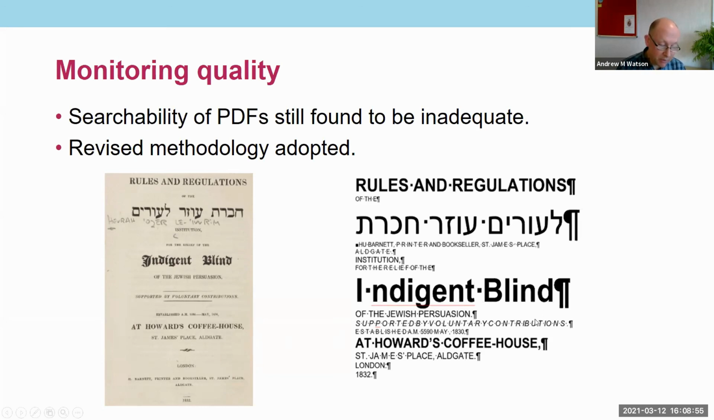And spacing can be seen, for example, in the word printer and in the address of the printer, and under the words indigent blind, practically every letter has a space in the text supported by voluntary contributions. And there's also a space, as you've spotted, in indigent blind there.